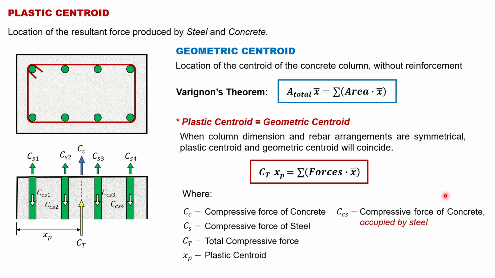Now, these are the parameters we have put in here. We have C sub C as the compressive force of the concrete, the C sub S, the compressive force of steel, C sub T as the total compressive force, X sub P, the plastic centroid, and then C sub CS, the compressive force of concrete occupied by the steel.